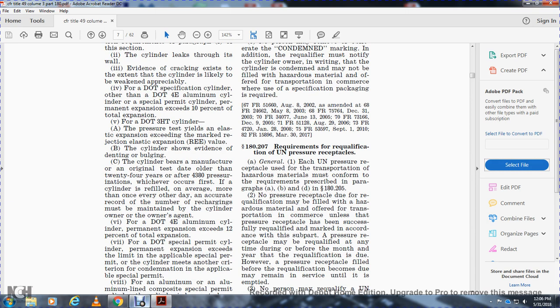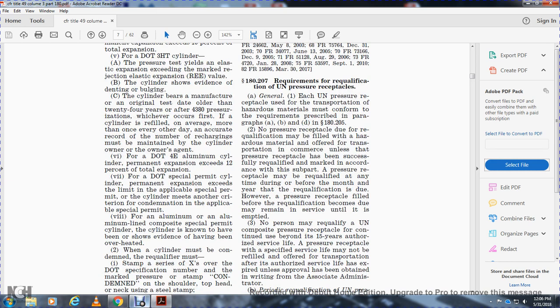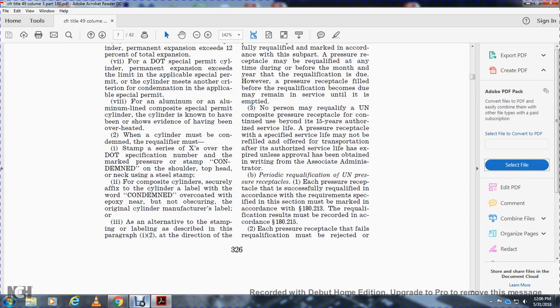Pressure of the receptacle may be requalified any time during the period before the month, year of the requalification is done. However, the pressure receptacle will fill before the requalification becomes due, but may remain in service until it is empty. No person requalified human composite the pressure receptacle will continue beyond 15 years authorized service life of the pressure receptacle. Specified service life may not be refilled or offered for transportation if after its authorized service life it is expired unless the approval has been obtained in writing with the associated administrator.